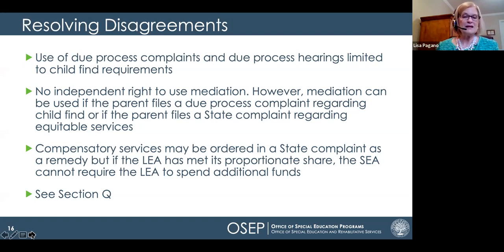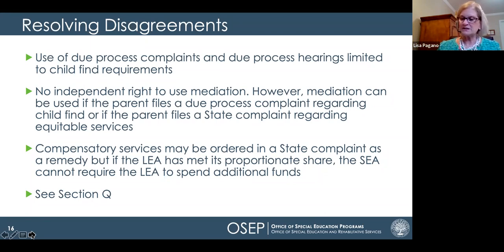While the services may be ordered in a state complaint or offered up voluntarily by an LEA, if they've met that required amount of their proportionate share, they can't be required to spend additional federal funds for those compensatory services. The good news is LEAs and states receive a lot of extra funding associated with trying to remedy lost educational services during the pandemic. So, at least for the time being, there may be funds, even if a state or an LEA had spent their required amount. But the bottom line under IDEA is if they've met that proportionate share, spent the required amount, and spent it for allowable expenses, then the SEA can't require them to spend anything above that amount.